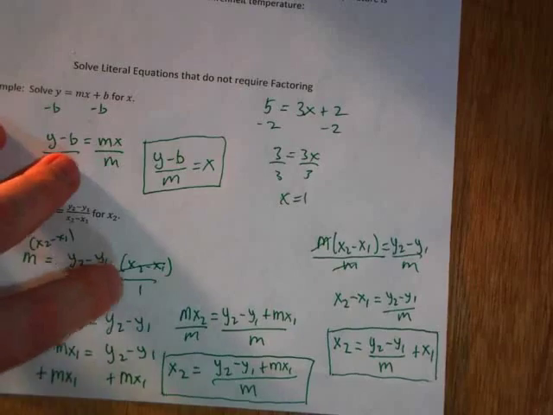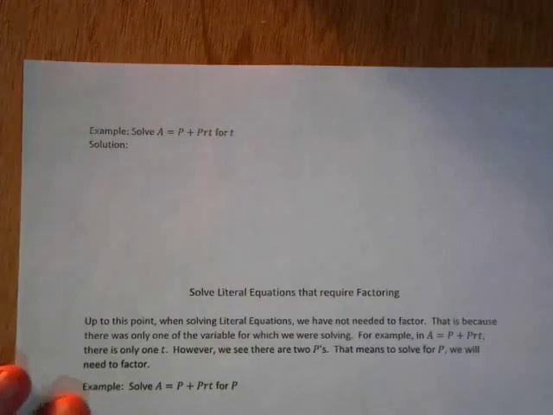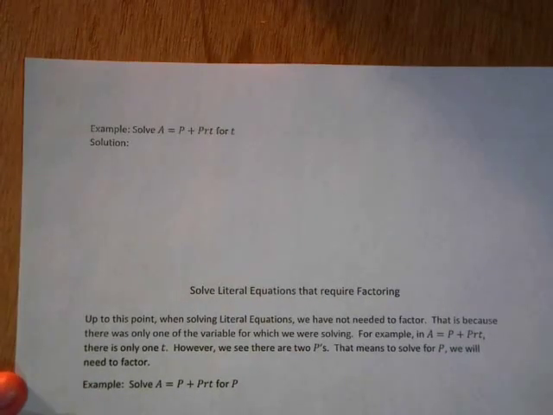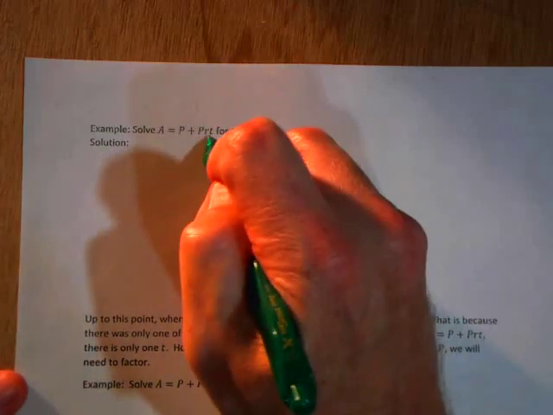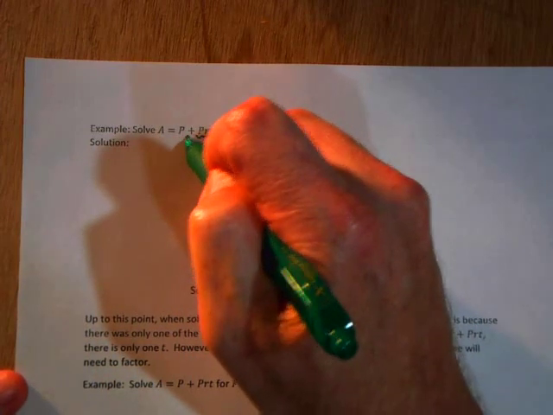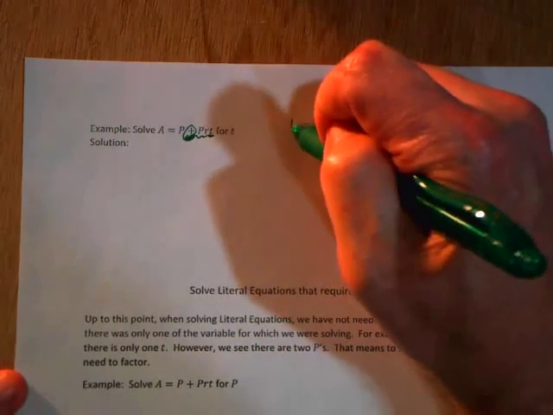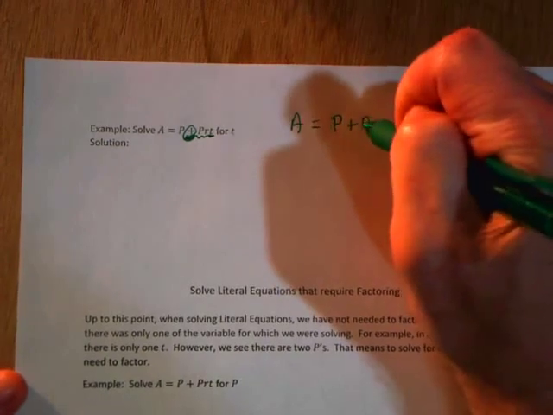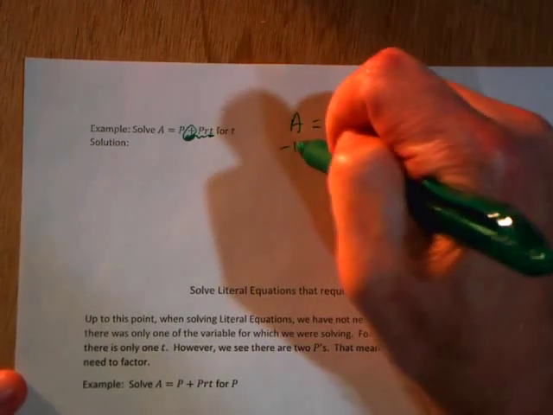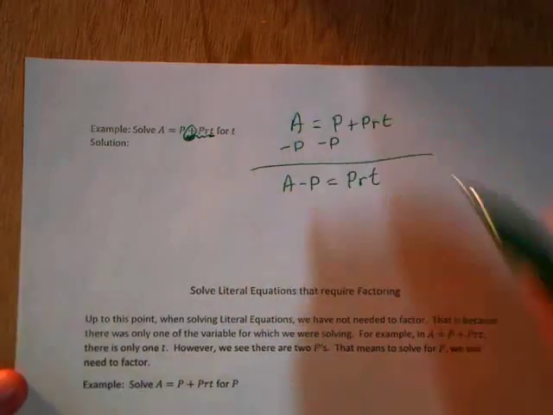All right, one more of these with linear. Then we'll take a little break, and then we'll look at some nonlinear. Solve A equals P plus PRT for T. Again, I notice the T is right here. I notice it's connected to some things by some multiply, and I also notice it's connected to some things by some add. When we have both add and multiply, typically we do the add first. So A equals P plus PRT. I'm going to get rid of this P. A minus P equals PRT.